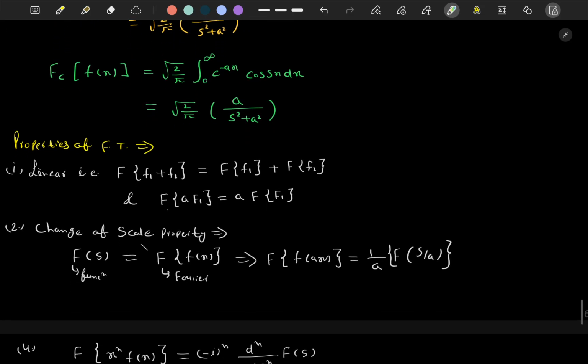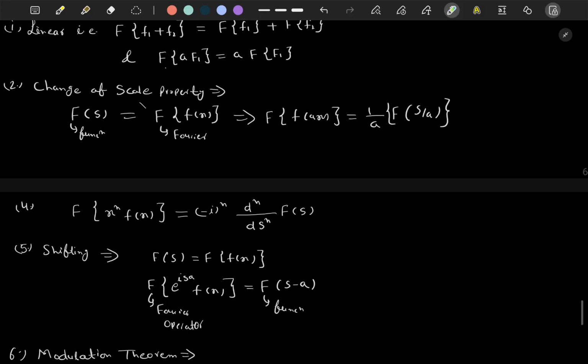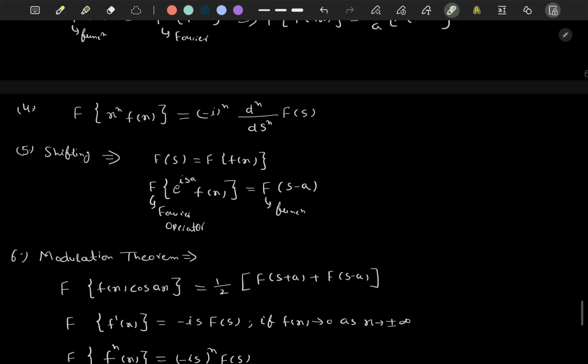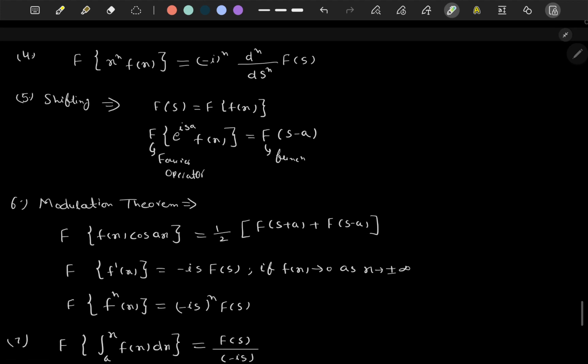Now the properties of Fourier transformation. Simply, it is linear, same as Laplace. Change of scale property: this is for the function and this is for Fourier. So F of f(ax) equals 1 by a F of s by a. x n f of x means minus iota to the power n, d n by d s n F of s. There it was minus 1 to the power n, the rest was the same. Shifting: if e came, there it was 1 by s minus a; here simply put s minus a in the function. Which function? The same one that is given, the F of s.